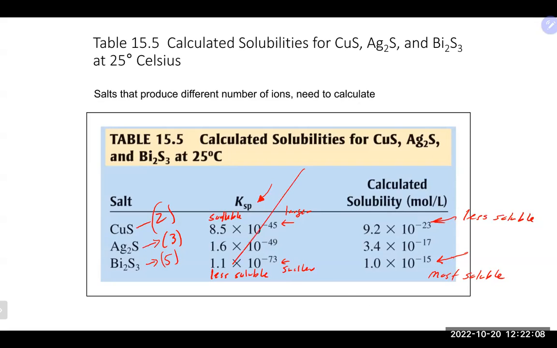So you cannot use the KSP values in a situation where you're comparing things that make different numbers of ions. You've got to literally do the calculation like we just did and compare them at that point. Any questions on that? But again, if they have the same number of ions in each, you can use the KSP value to help you decide. Any questions on that?